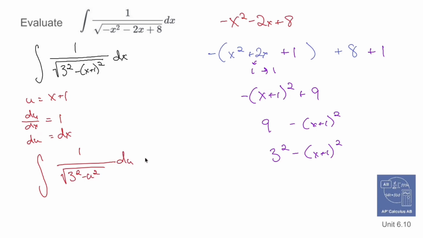Okay, that becomes the inverse sine of u over 3 plus that arbitrary c. Replacing u, I now end up with the inverse sine of, what was it, x plus 1 over 3 plus c.